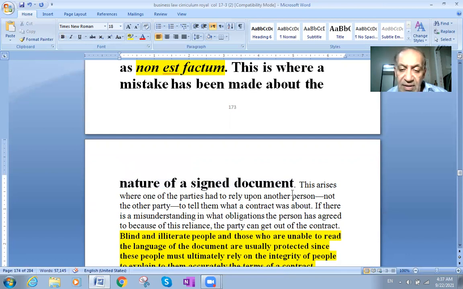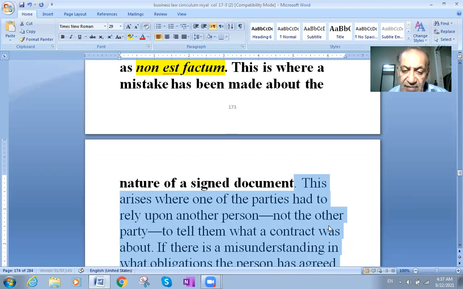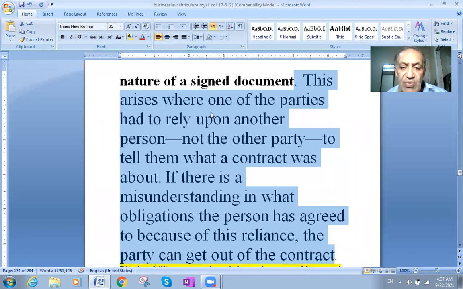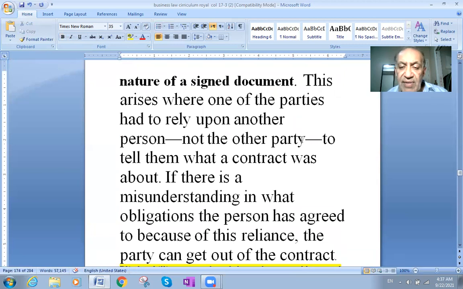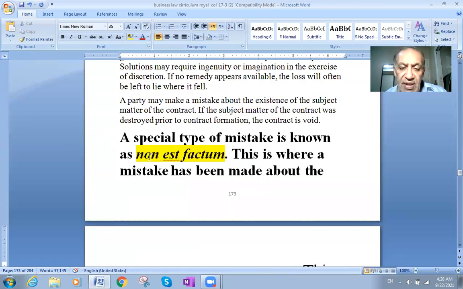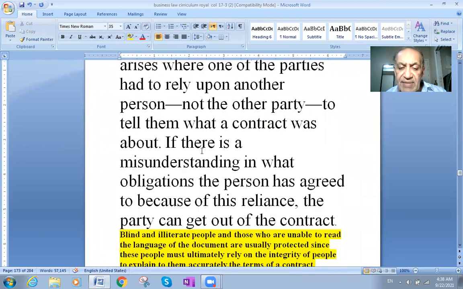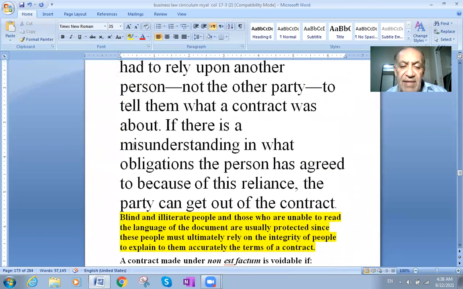This arises where one of the parties had to rely upon another person, not the other party, to tell them what a contract was about. So I will depend on you to tell me what it is. We call it non est factum. If there is a misunderstanding in what obligation the person has agreed to because of his reliance, the party can get out of the contract.